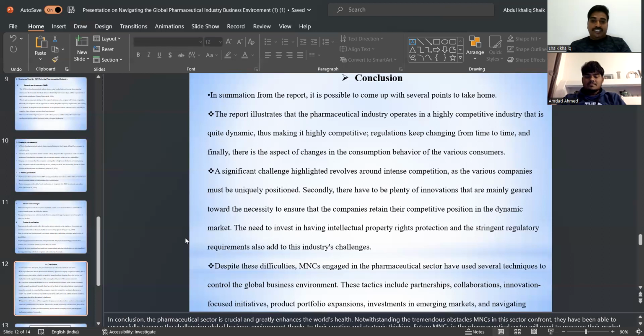The need to invest in intellectual property right protection and the stringent regulatory requirements also add to industry challenges. Despite these difficulties, MNCs engaged in the pharmaceutical sectors have used several techniques to control the global business environment. These tactics include partnerships, collaborations, innovation-focused initiatives, product portfolio expansions, and investment in the emerging market.